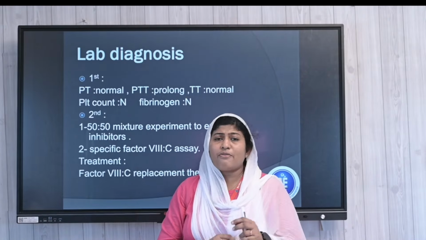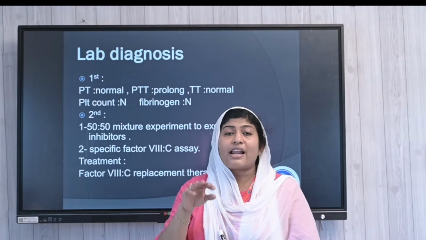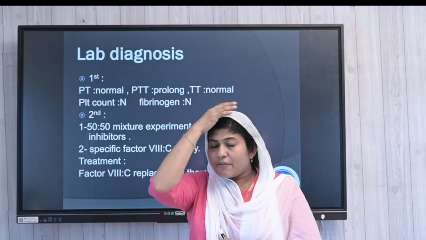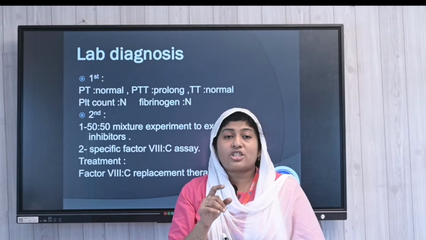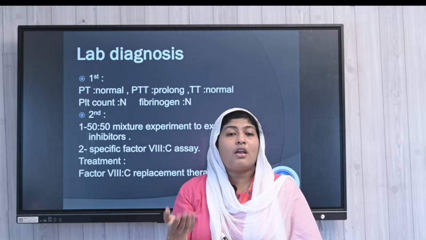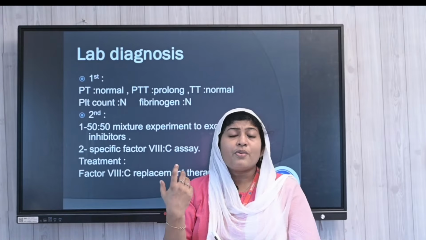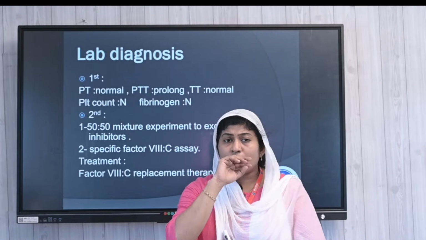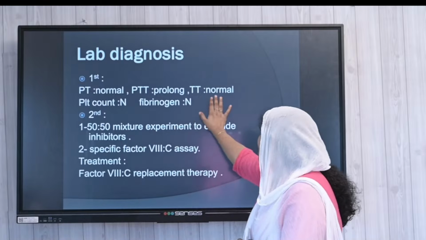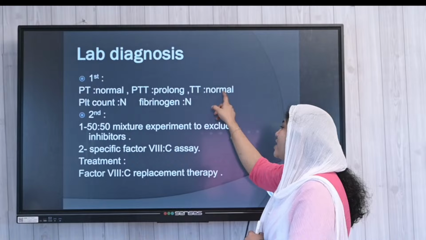See, for example, if you are collecting citrated plasma for the thrombin time test, we add thrombin to the plasma. In the presence of thrombin, the plasma should immediately form a clot. But if a patient has fibrinogen deficiency, even if you add thrombin, it will not convert, or the thrombin time will be prolonged, which indicates that the patient has fibrinogen deficiency. So, it will not be affected in factor number 8 deficiency. That is why TT is also normal.